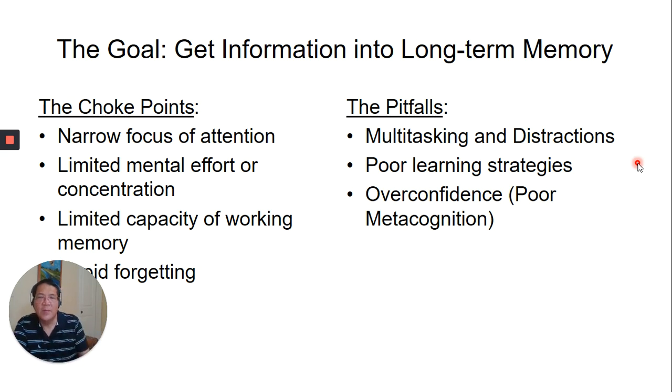Let's review what it is we talked about. There are four choke points in learning: the narrow focus of attention, the limited mental effort or concentration of attention, the limited capacity working memory for chunks, and then rapid forgetting. Right? So those are the choke points. Those are the constraints and limitations in the system that you've got to cope with. Then there are three pitfalls. There's multitasking and distractions, there's poor learning strategies, and there's overconfidence or poor metacognition. So those are the pitfalls you have to avoid.